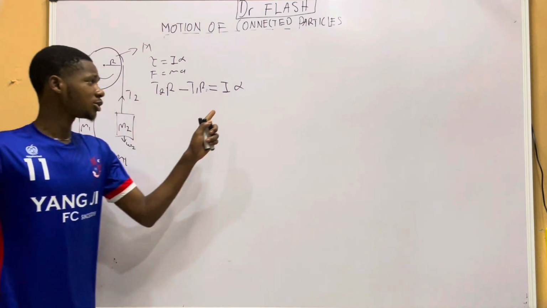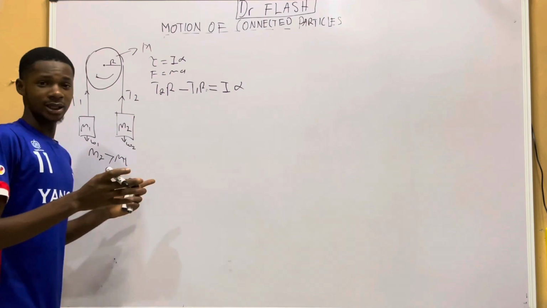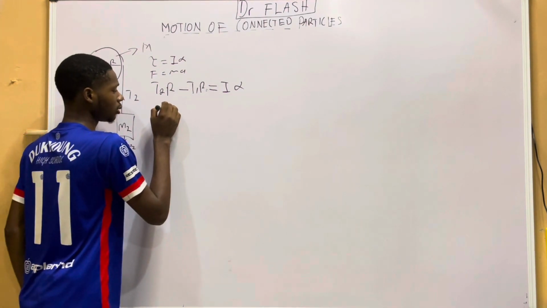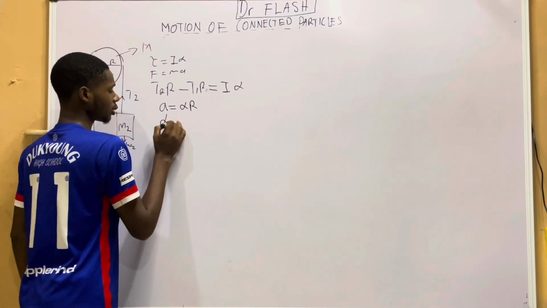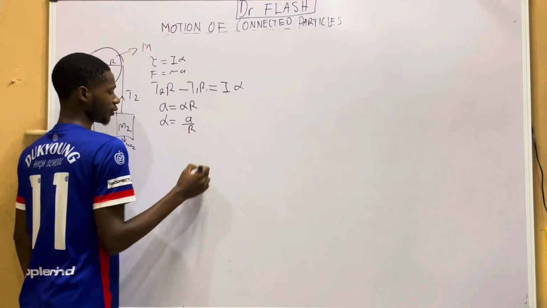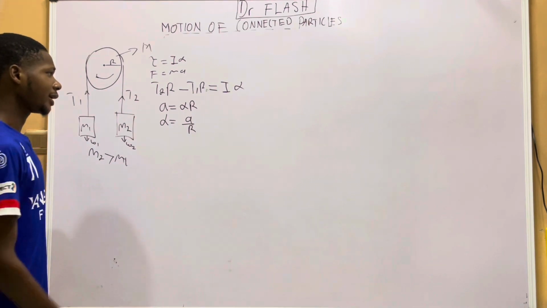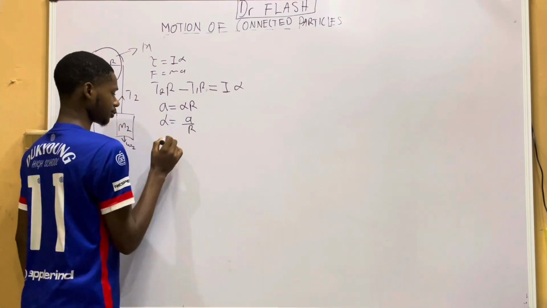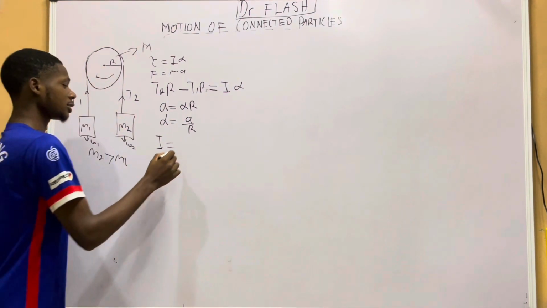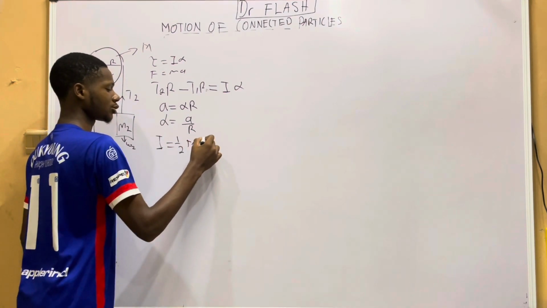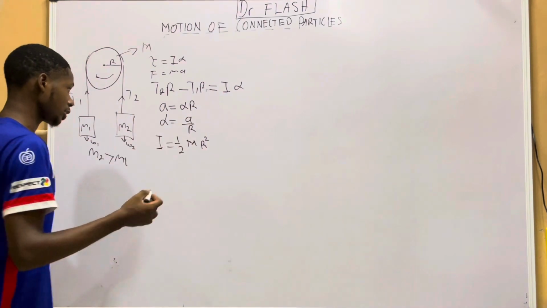Now mind you, there is a relationship between angular acceleration and linear acceleration. This is something we're going to talk about in a different video. Linear acceleration is angular acceleration times radius, so angular acceleration is linear acceleration over radius, and this is the linear acceleration of the masses as well. Of course, we know that the moment of inertia for a circular disc rotating about its center is equal to 1/2 mr squared. That's quite basic. We're going to plug these two into this equation to get our first equation.